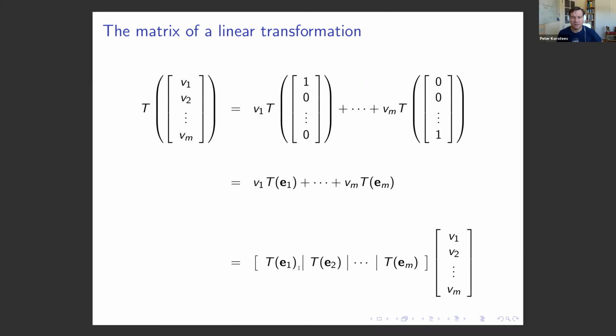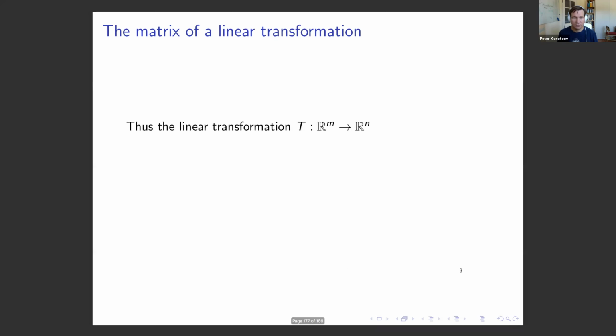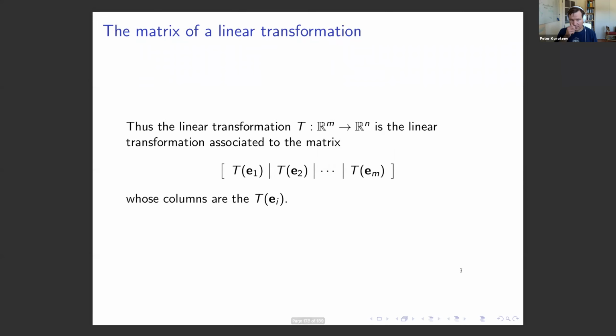And then we can package this in a matrix, right? So we can write this as a matrix of actions: a matrix whose columns are T of e1, T of e2, et cetera, T of em. So we apply the transformation T to those vectors, and we multiply this matrix by the component vector v1 through vm. That's the linear transformation T from Rm to Rn. It is associated with this matrix, whose columns are the T of ei's. So this is the way to describe the linear transformation by a matrix T.